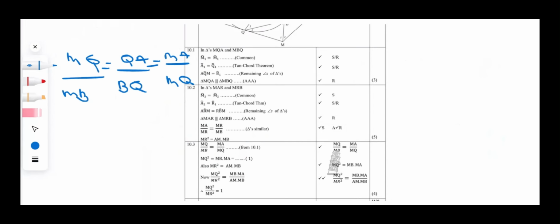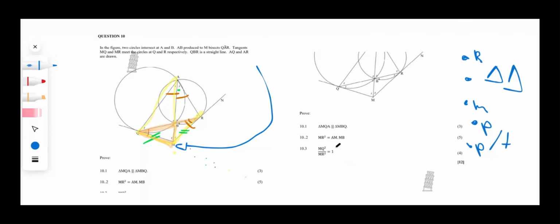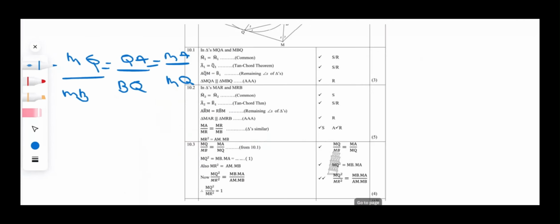What else do we have? We have MR, AM, MB, AM. Okay, so we have AM and MB. Okay, so now, do you think MB, MA, do you think these two ratios, and by the way, when you are selecting your ratios, you have to select two pairs of fractions, okay?